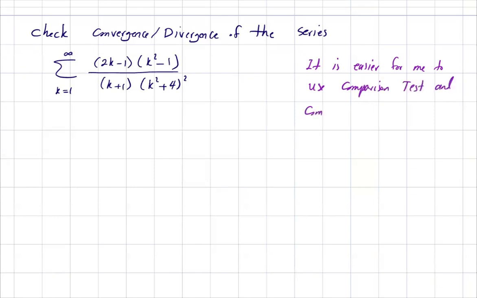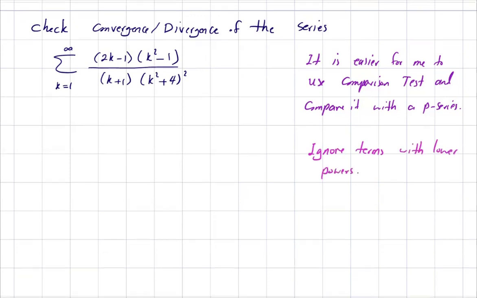And compare it with a p-series. What p-series? So when you have polynomials multiplied together divided by some other polynomials, ignore the terms with lower powers. The trick is ignore terms with lower powers. What do I mean by that?